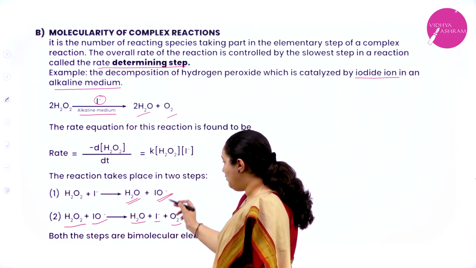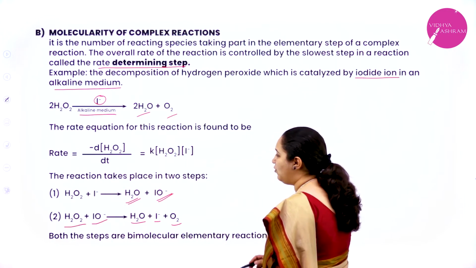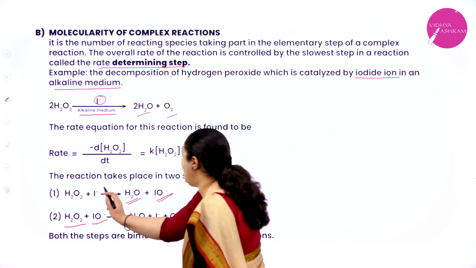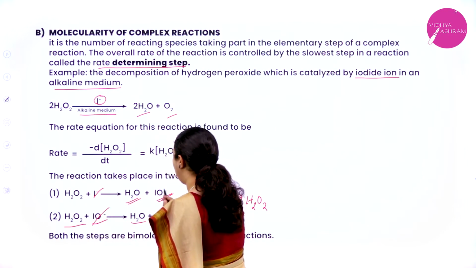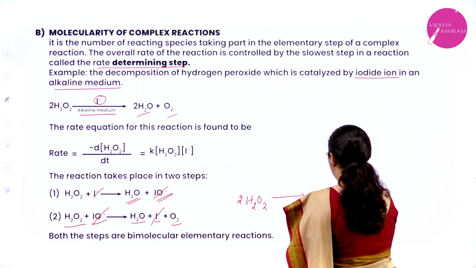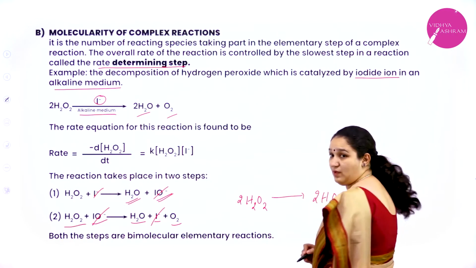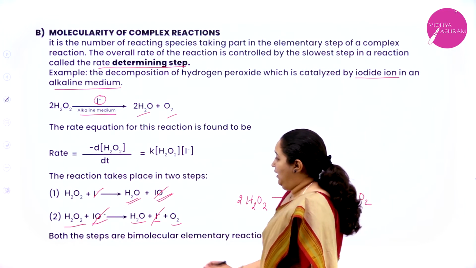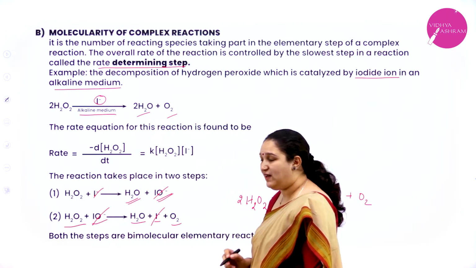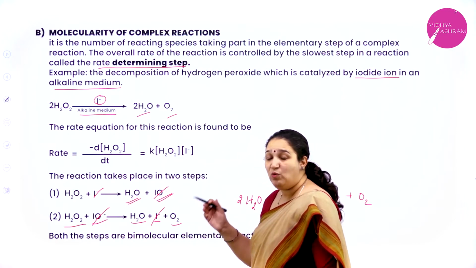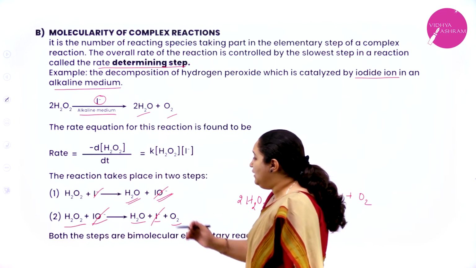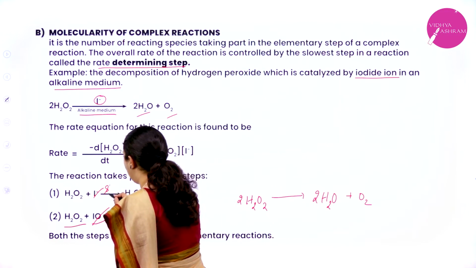Okay. Now, if you add these two reactions, what are you going to get? You are going to get 2H2O2. I minus and I minus get cancelled, IO minus and IO minus get cancelled, and you will get 2H2O plus O2. Isn't it? So, when I add, I will always get the overall reaction. Only when I am writing the steps, I will get to know exactly how the reaction is happening.